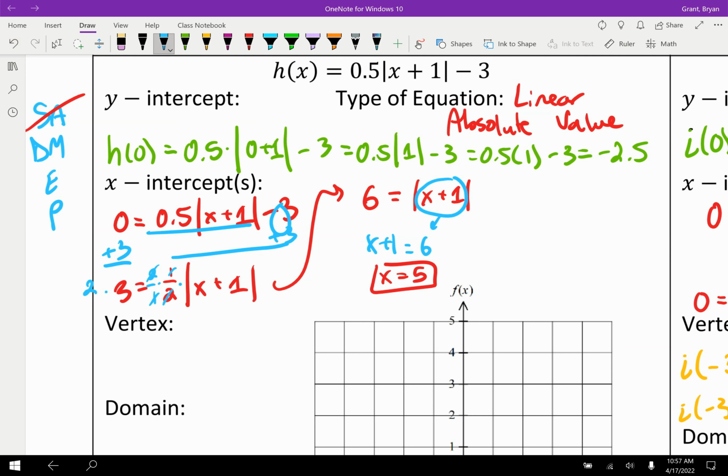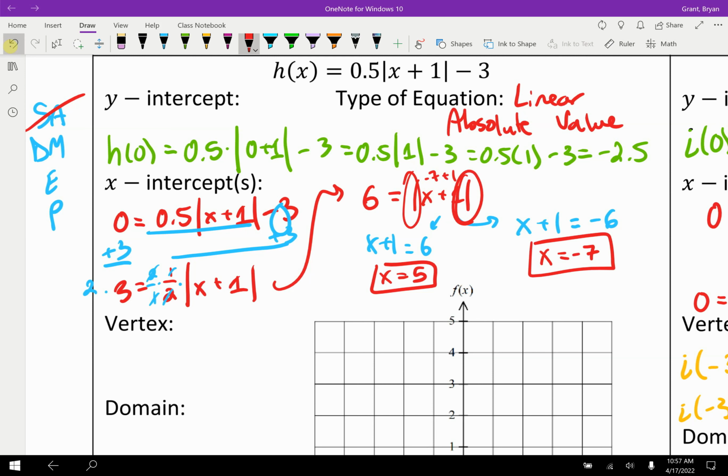However, we also need to realize that if the inside of this, if x plus 1 became negative 6, I think we'd still be okay. Because, and actually let's solve this first and then go from there. I'm going to subtract 1 from each side. That's going to give me negative 7. If I wanted to check this, right, we'd go through and we'd say negative 7 plus 1, that's negative 6. But then what does absolute value do to any negative? It makes it positive. So the trick for solving absolute value is to make two equations, one equal to a positive number, one equal to a negative. And this is actually pretty similar to our vertex form of quadratics, though there's no square root involved.